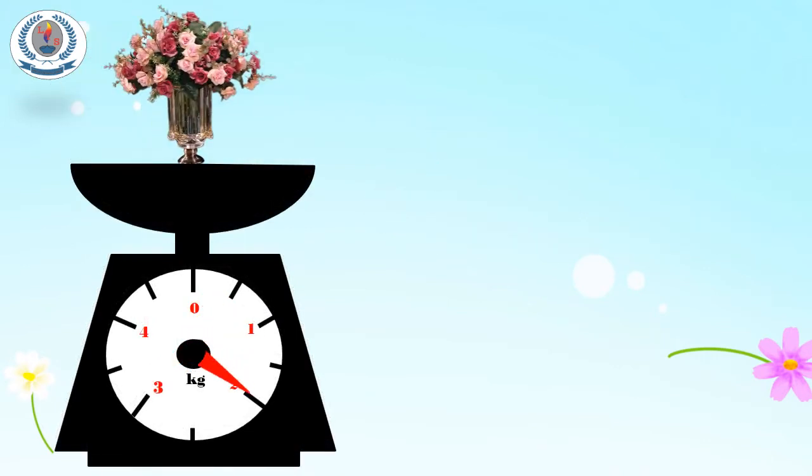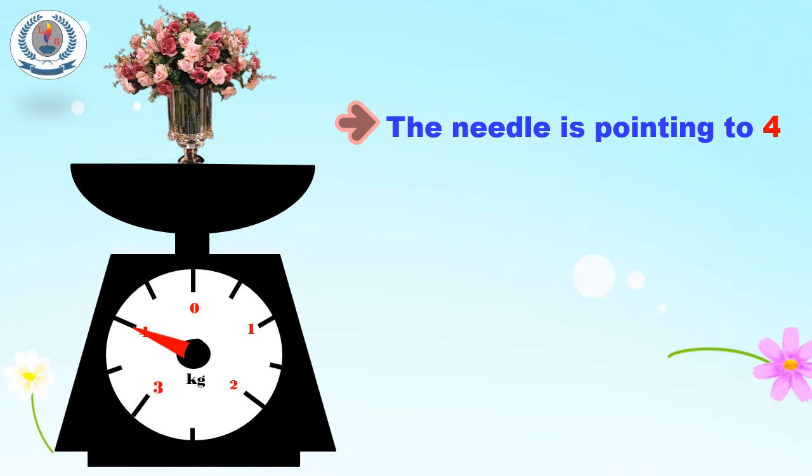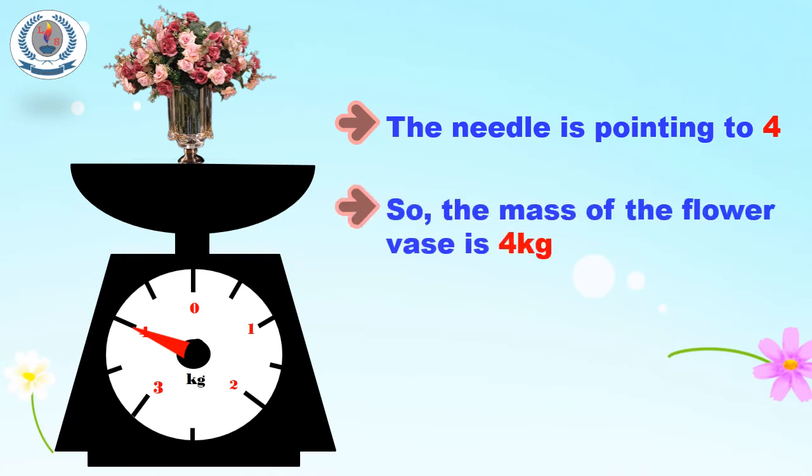Look at this scale. We can see a beautiful flower vase on the scale. Tell me, where is the needle? Yes, the needle is pointing to 4. So the mass of the flower vase is 4 kilogram.